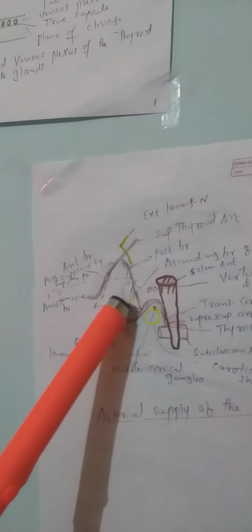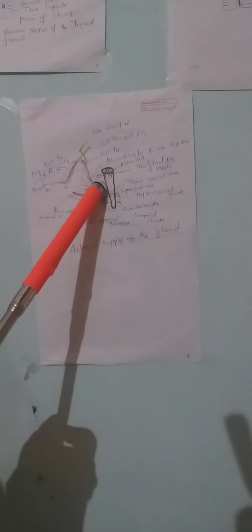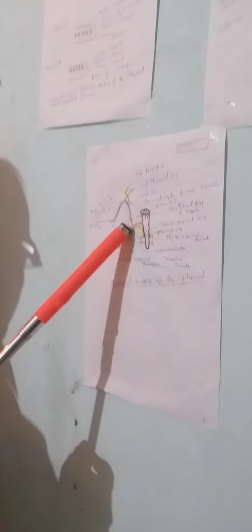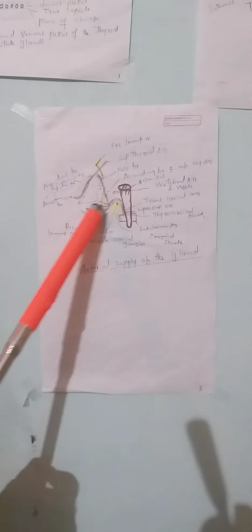Before piercing the fascia, it gives 4 to 5 branches. These branches are called glandular branches. The superior thyroid artery divides before entering the fascia, into 4 to 5 branches, and these glandular branches enter the gland.